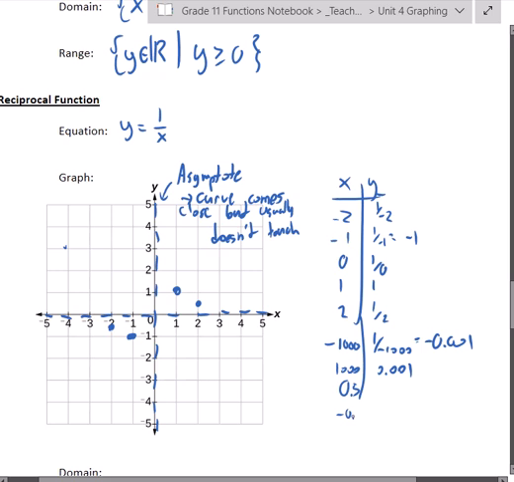Let's get 0.5 in and -0.5. So we plug these values into our equation. 1 divided by 0.5, that's 2, and 1 divided by -0.5, that's -2. So that gives us these values here. Again, we can kind of see the shape here. If you plug in more values, you'll start to see more and more.